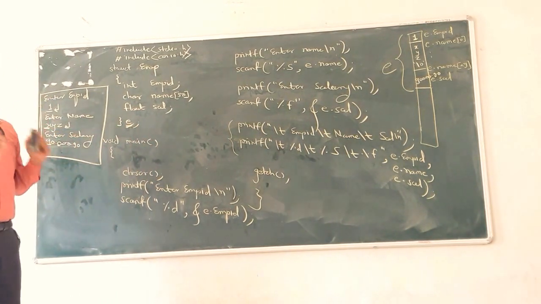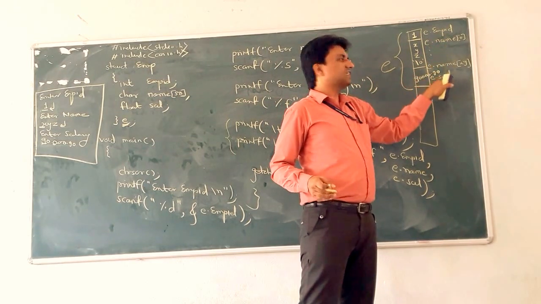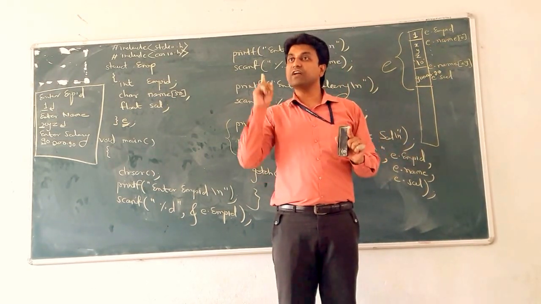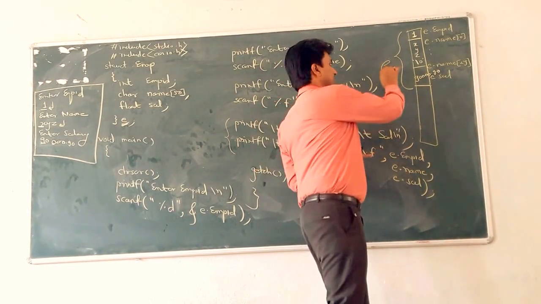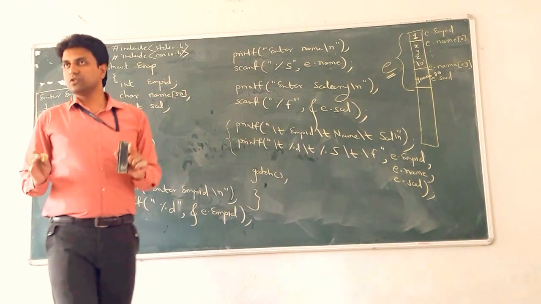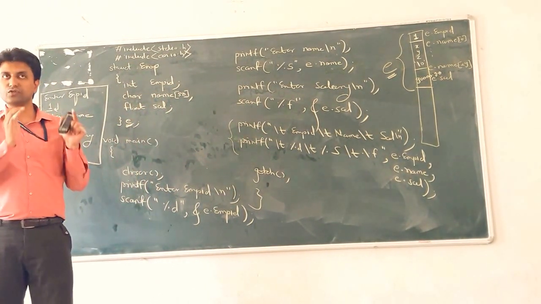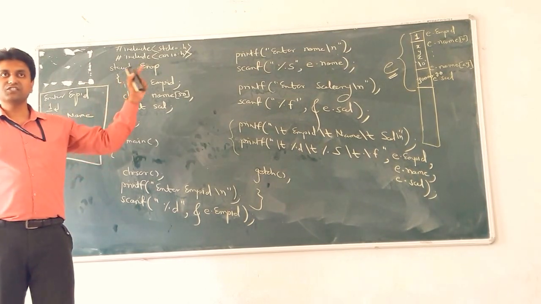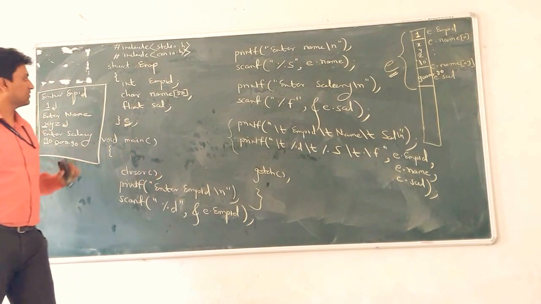So this is the total record: employee ID, name and salary. This is the total record of one employee, and that total record we have to store into a single entity or variable, that is e. So that means non-homogeneous data elements we have to store into a single entity called a structure variable. Understood what is the structure, what is the use of structure?